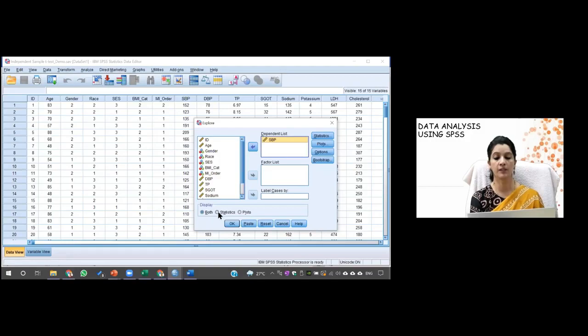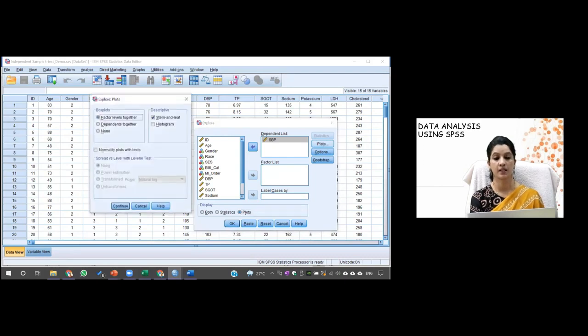Now here you will see the statistics and plots both. This option we have used in the descriptive also, where we have used only the statistics part of the command. Here we will use only the plots because we have read that we will be using the QQ plot and we will be using the normality testing, that is the Shapiro-Wilk.